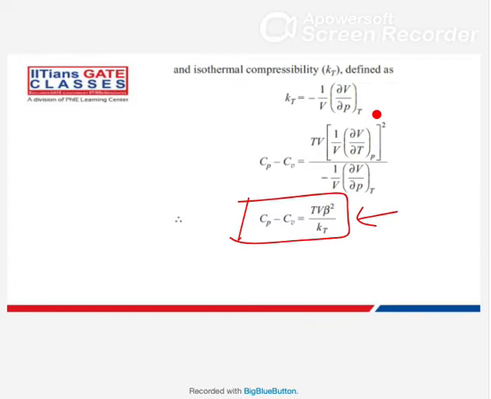Clear? This part is clear? Only one person is replying. What about others?